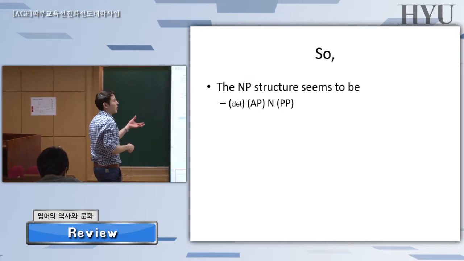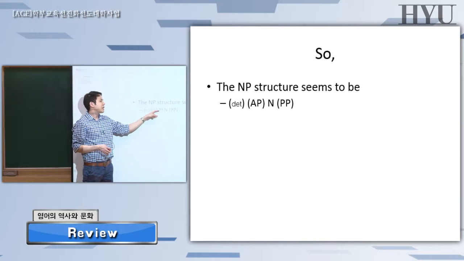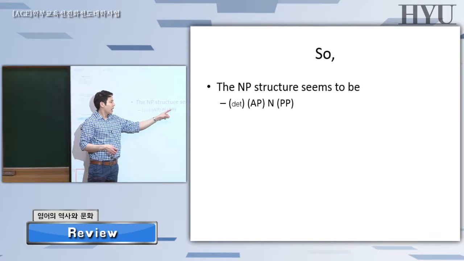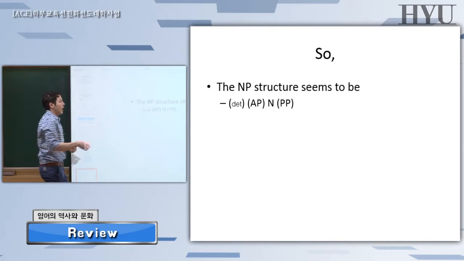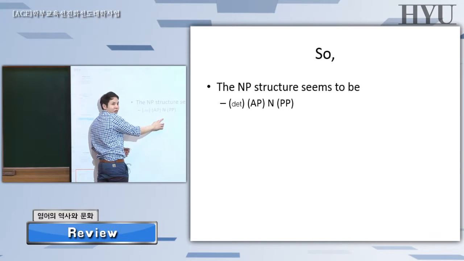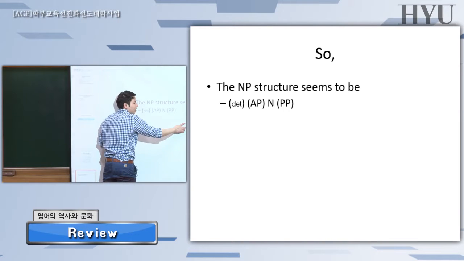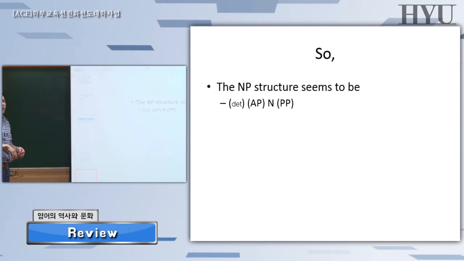So the structure of a noun phrase seems to be like this: a determiner, an adjective phrase, the N, and the PP. And all of these things are optional except for the N, the head noun, right? And if you ask me, what is the structure of the AP? We already know, right? AP goes to degree word and then A, right? And then the PP goes to P and then NP, like that.